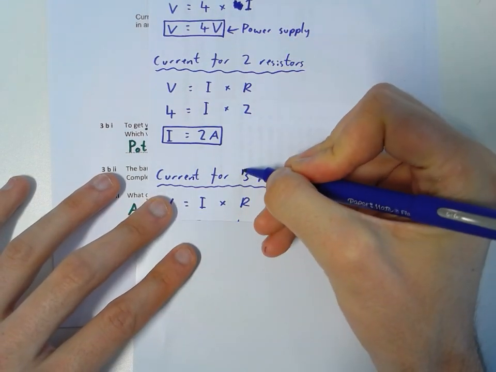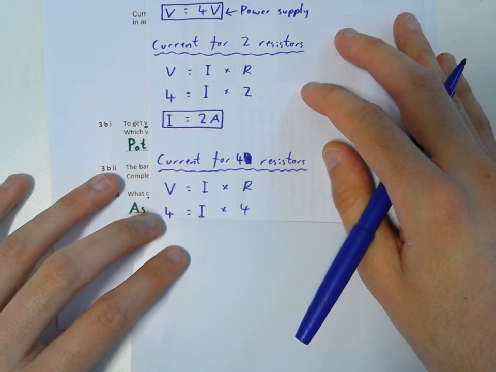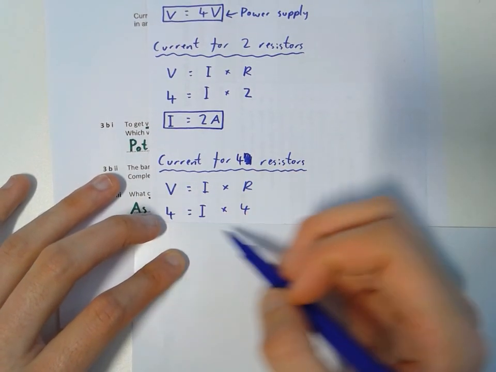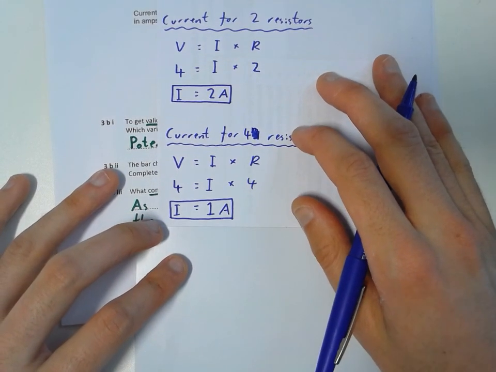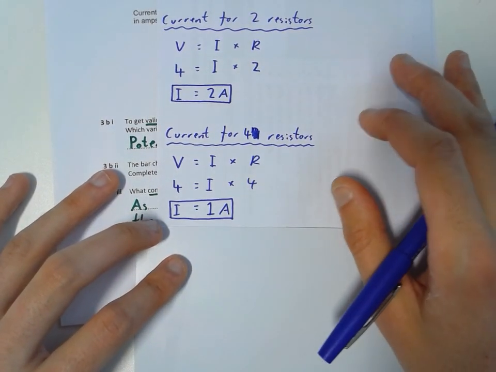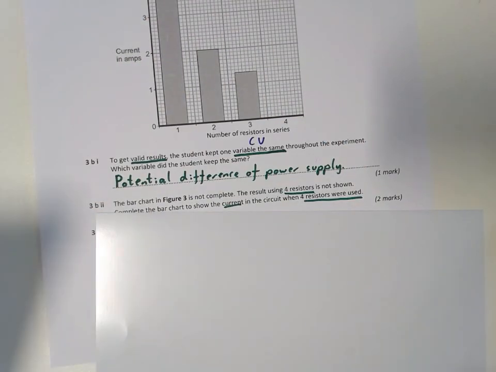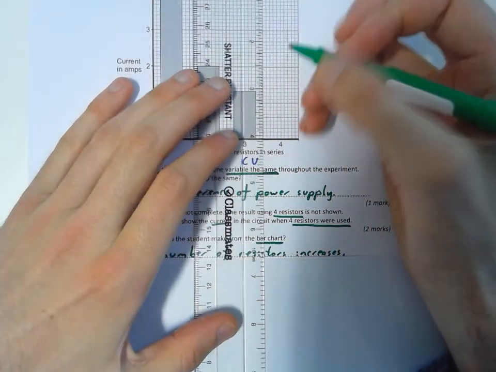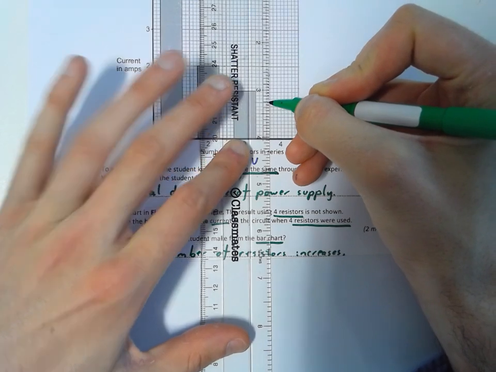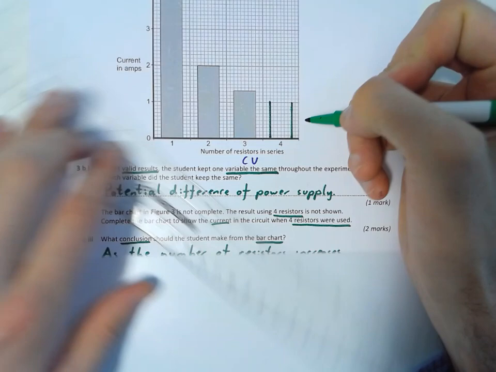Now I want to put, pardon me, 4 resistors. So V equals I times R. 4 volts again, this time 4 resistors. To find I, I'm going to do 4 divided by 4. 1 amp is the current when there are 4 resistors in the circuit. So, with my ruler, I'm going to pop on a bar at 1 amp.